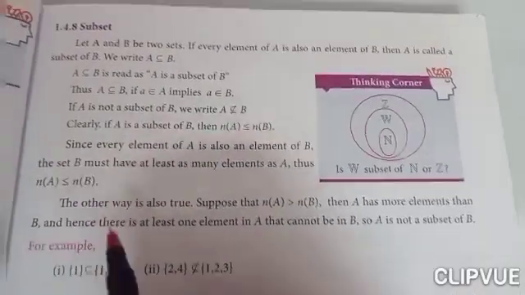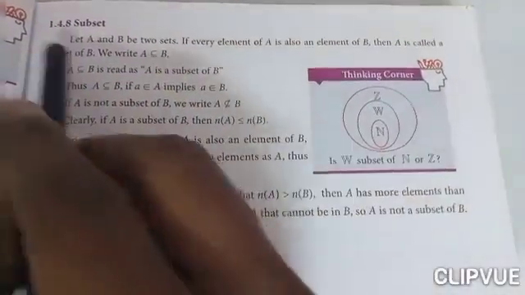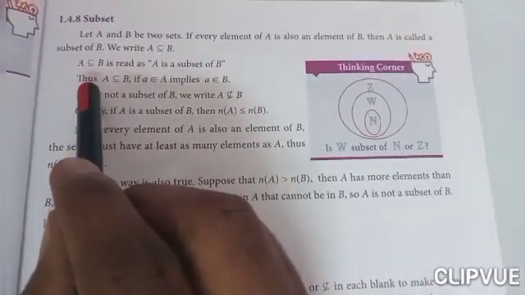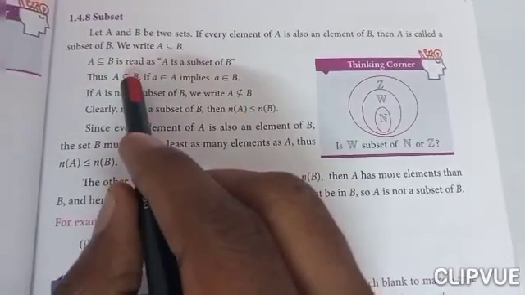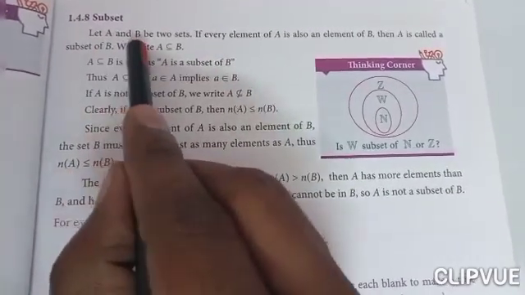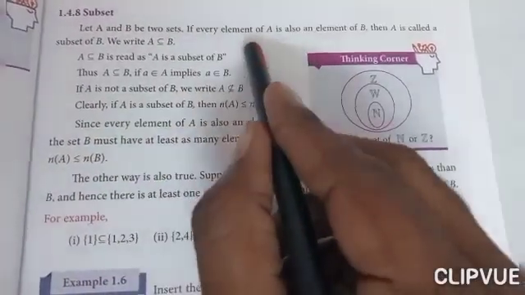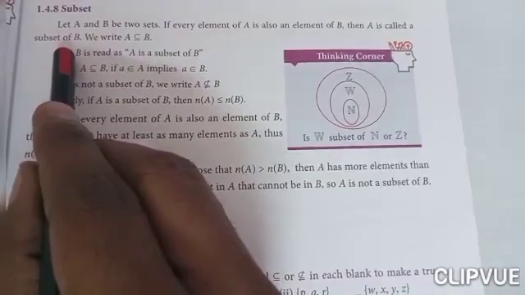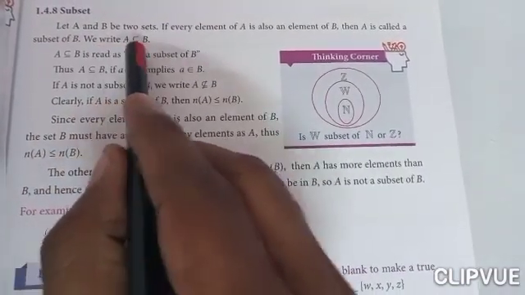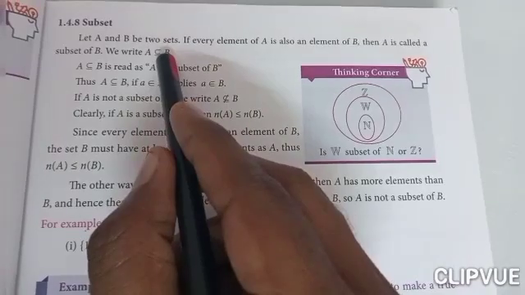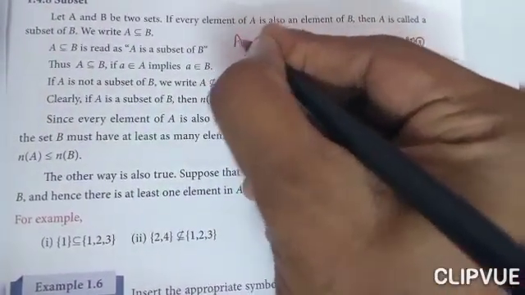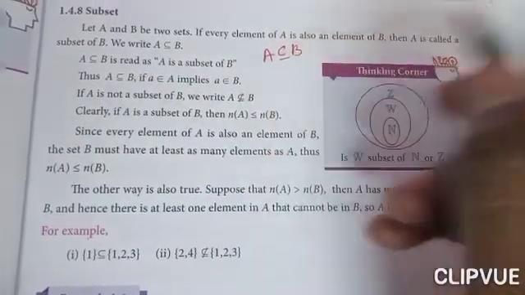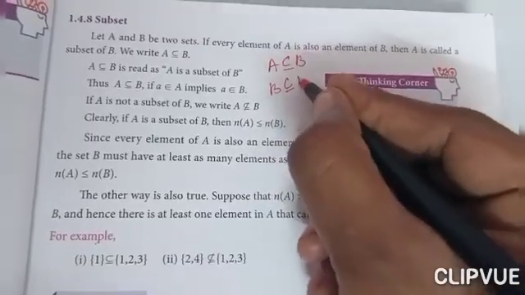The second case of a subset is when they give two sets, like A and B. In that case, how are we going to relate the subset concept? Look here. Let A and B be two sets. If every element of A is also an element of B, then A is called a subset of B. We write this through a symbol. This is the mathematical way of representing a subset. A is a subset of B. B is a subset of A.